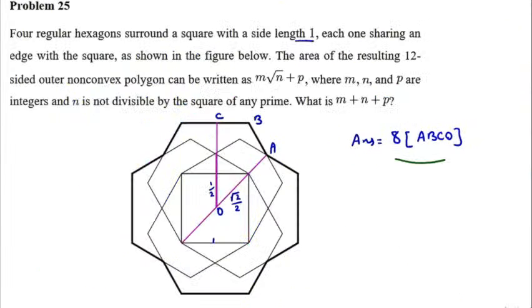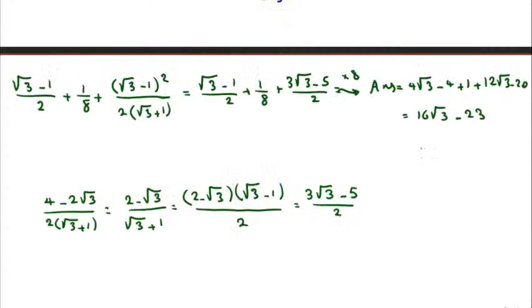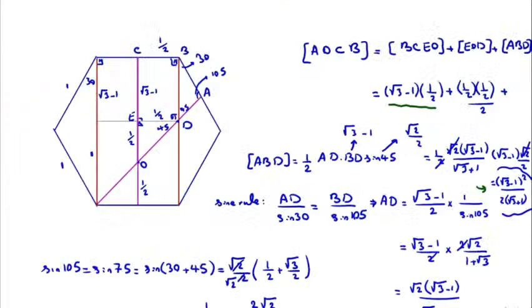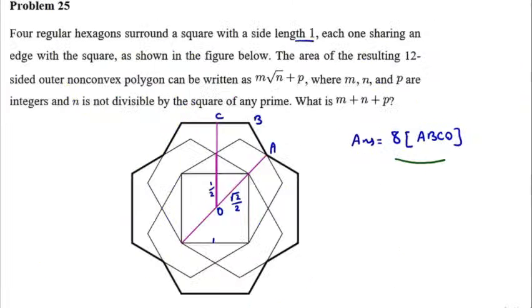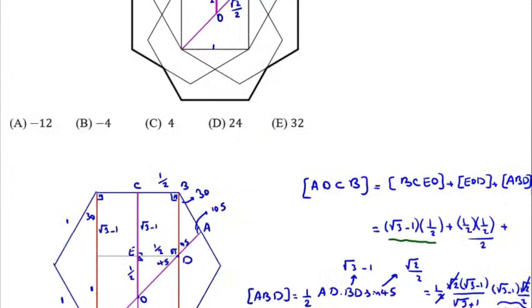And the problem says it will be m root n plus p. Let's see what the problem wants: m plus n plus p. It will be 16 plus 3, 19, minus 23, negative 4. And the answer will be B.